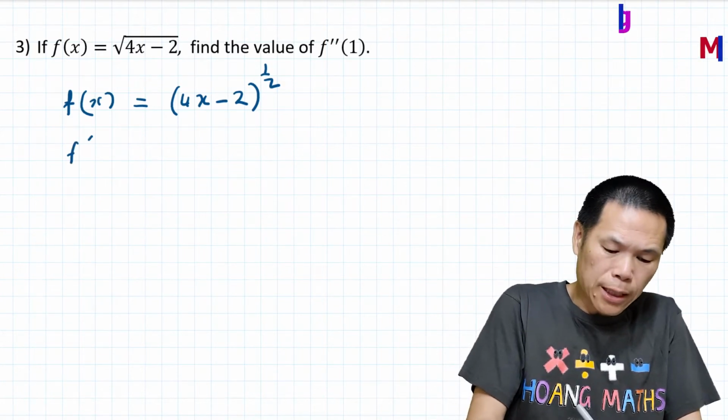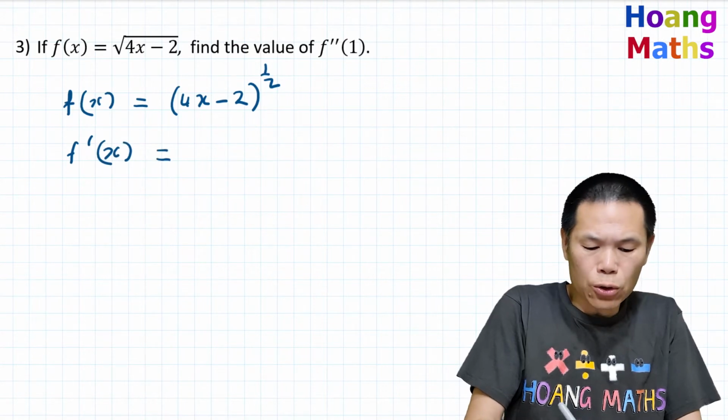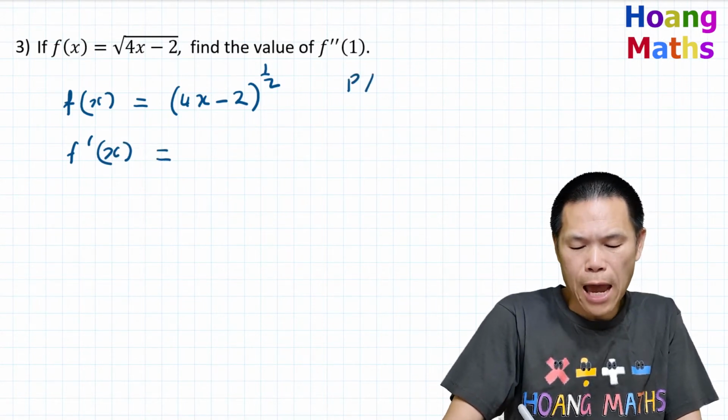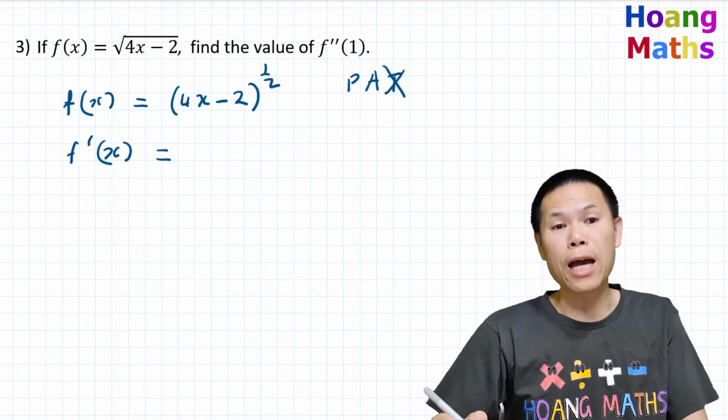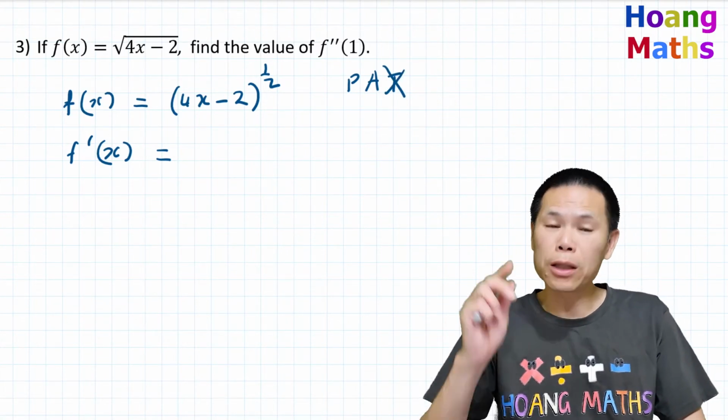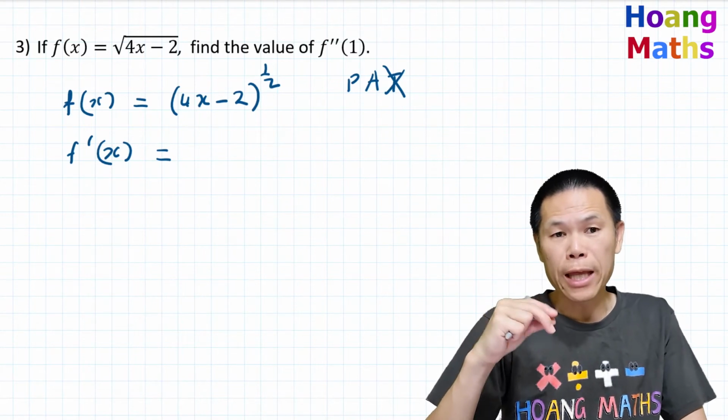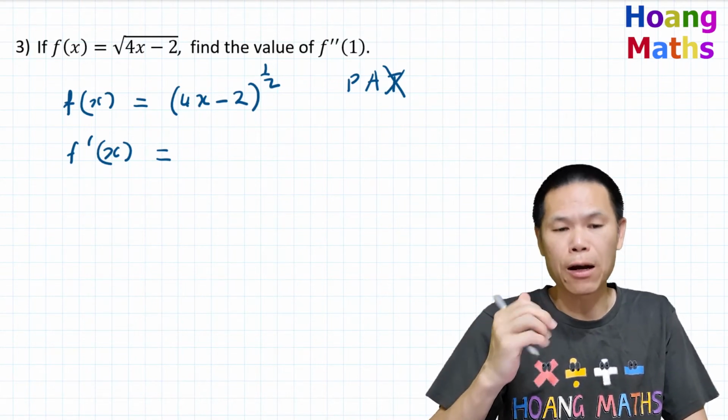So f dash x is equal to, we use power, angle, trig. But in this case, we don't have trig functions, so we ignore that. And then we differentiate the power, the half, we bring it down, and then a half minus 1 is negative half.